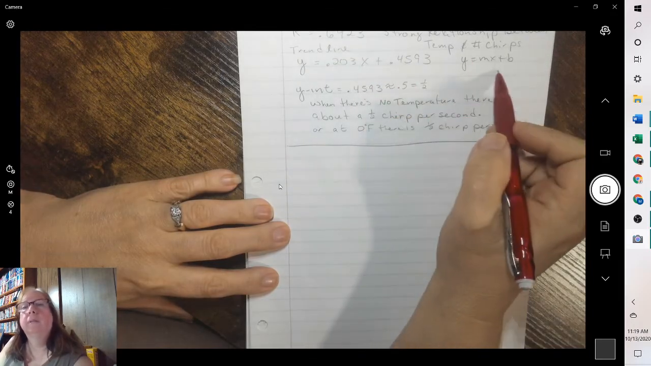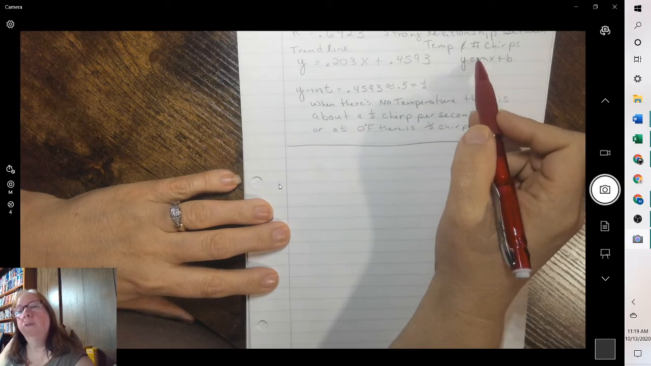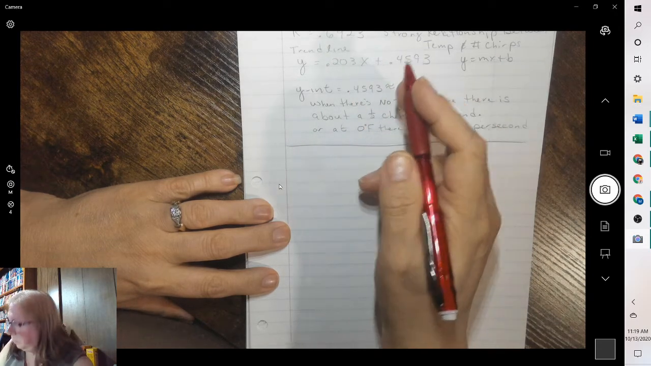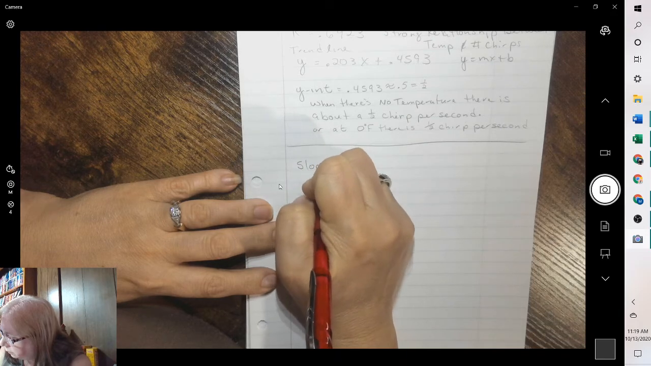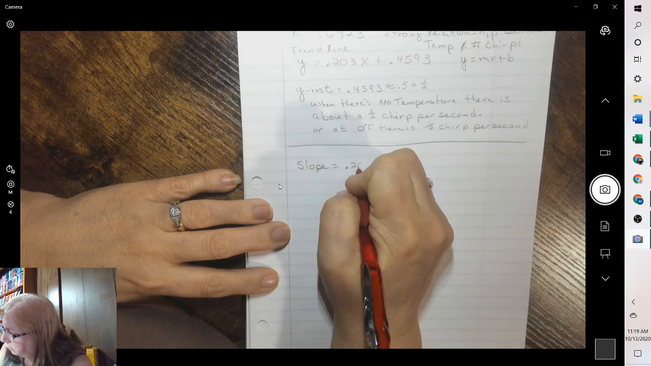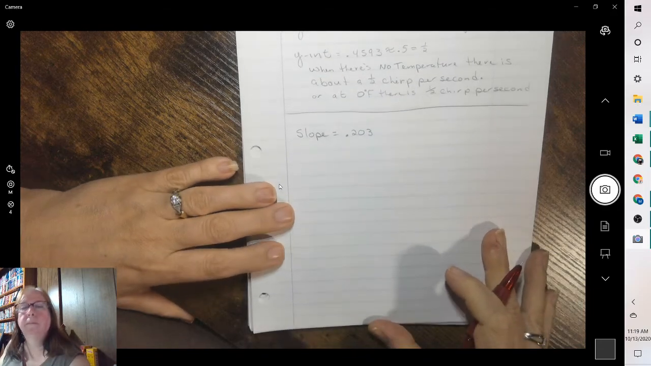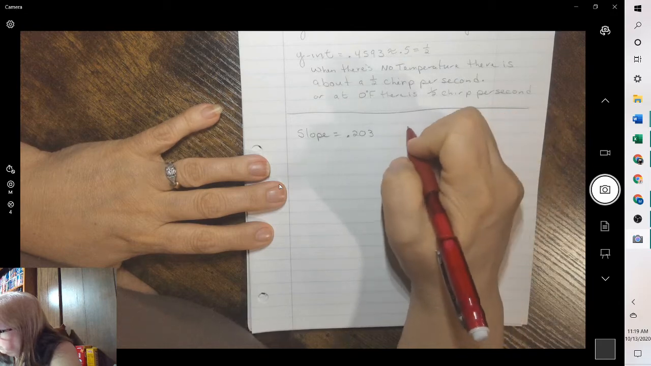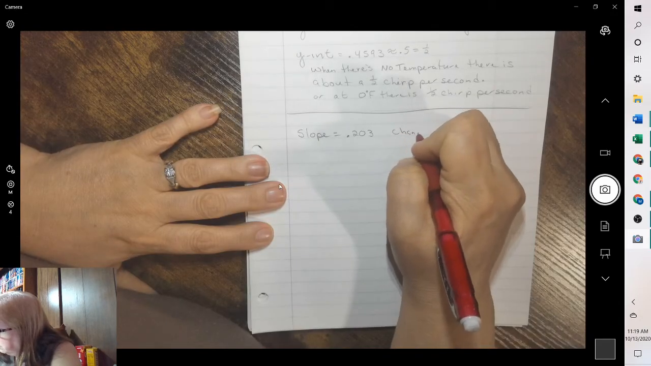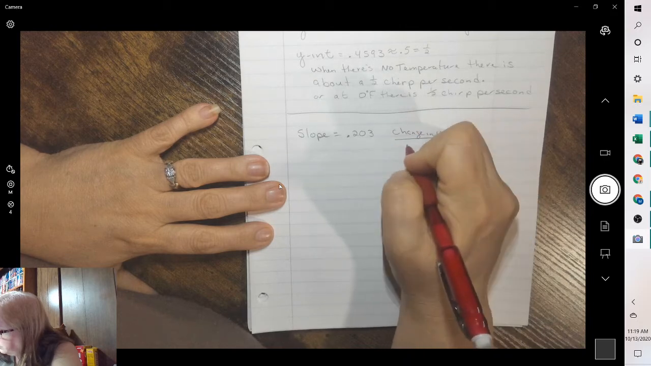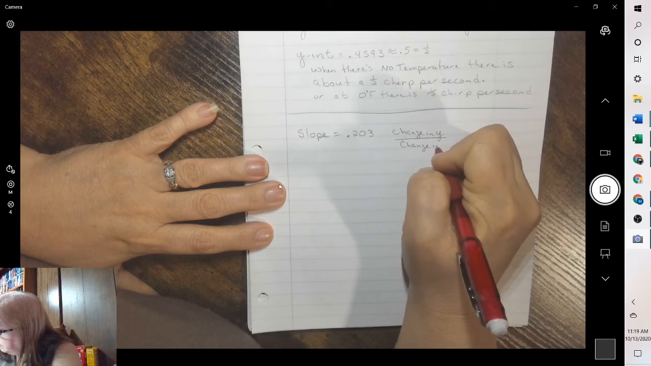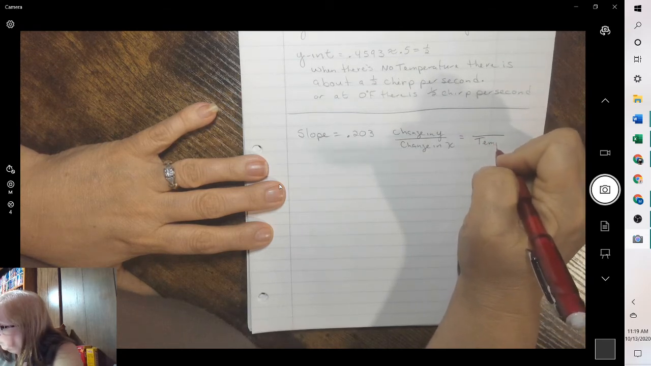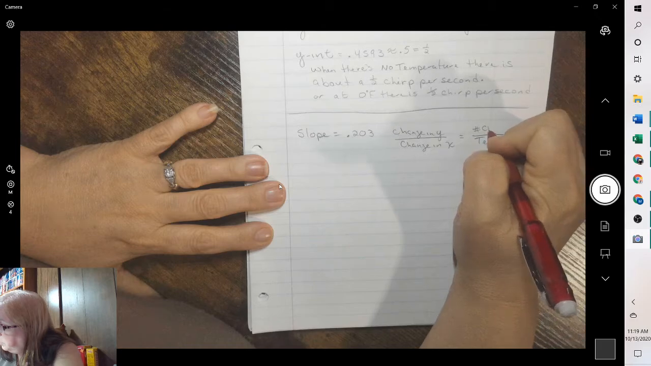Slope. Now, the slope, the m, it's the one attached to the variable, in this case x. So it's this. This is your slope. The slope is your change in y over change in x. And in this case, x is our temperature, and y is the number of chirps per second.